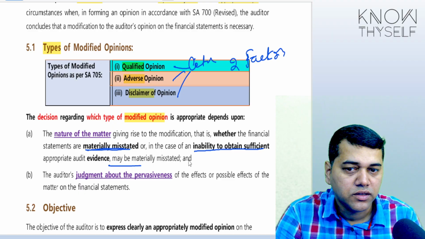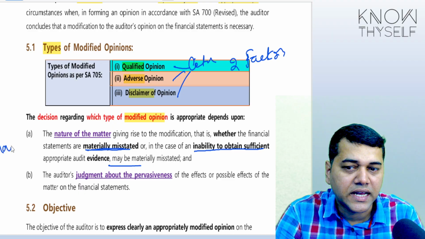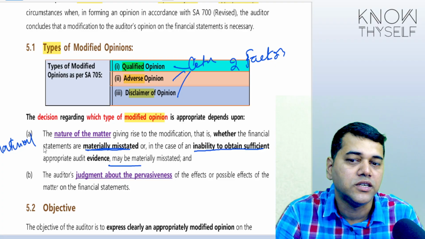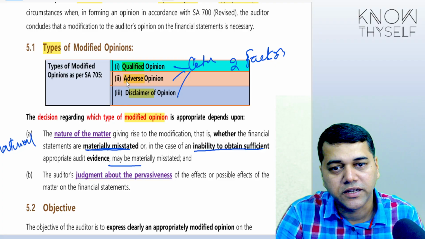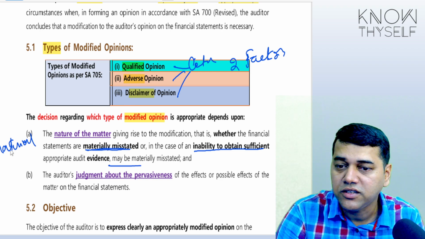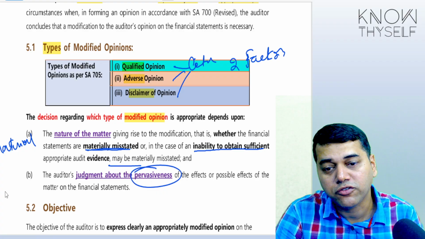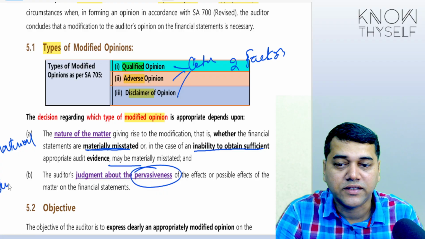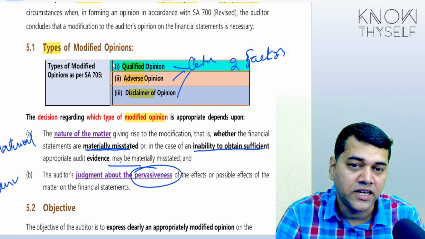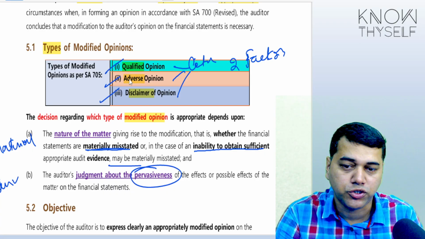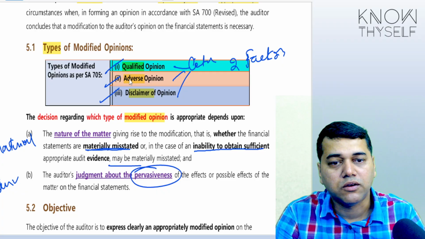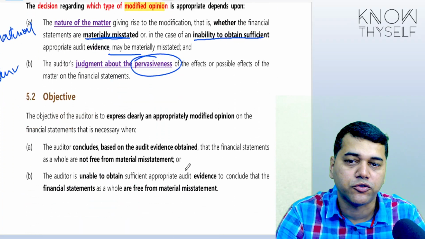Are you clear about this? So what is that first thing? Materiality. One of the factors you consider for which type to give is materiality. But is materiality the only thing that defines it? No. There is something called pervasiveness. That is also what I am going to consider when deciding. So 2 factors will decide which type of opinion I am going to issue. Now, what is pervasiveness? We will see that as we proceed further.